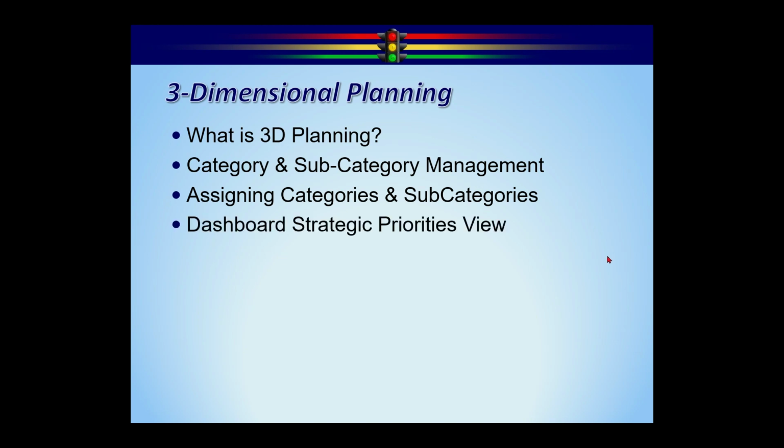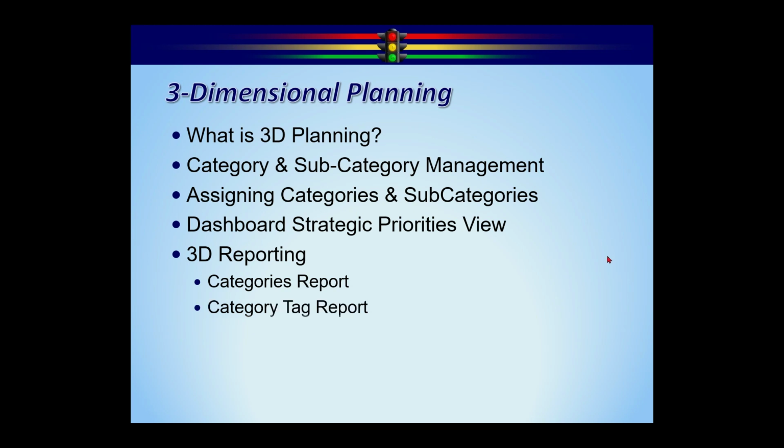The dashboard strategic priorities view on the macro level at the bottom of the screen is based on categorizing things against the strategic priorities from your strategic plan. So we'll talk about that a little bit. And then the reporting, there are three different reports for the three-dimensional planning. The categories report is just a list of the categories and subcategories. And then the category tag report is the main one. That's the one where you can use Boolean logic to determine what you're going to see. I want to see everything that's strategic priority 1 and public health essential 1, things like that. So we'll talk about that.